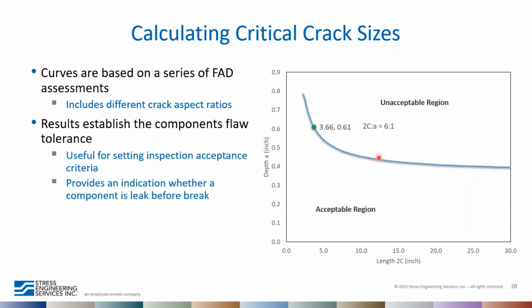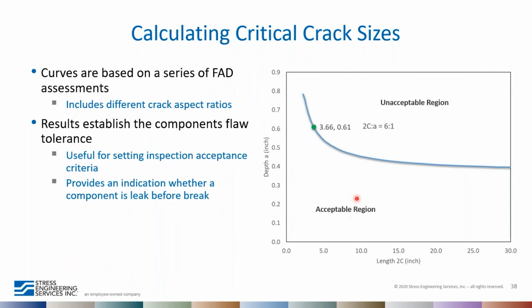And the results of these analyses are often useful for setting inspection acceptance criteria. So you can take this curve and go into the field and perform an inspection on a component with a similar geometry and determine whether a crack that's detected from the inspection falls on this side of the curve or on the outside of the curve.